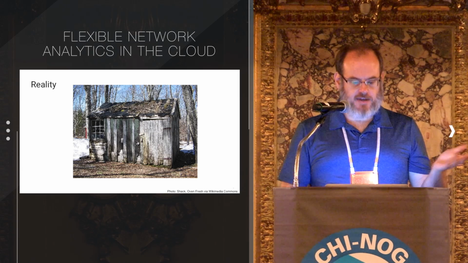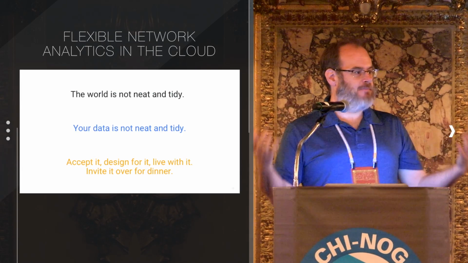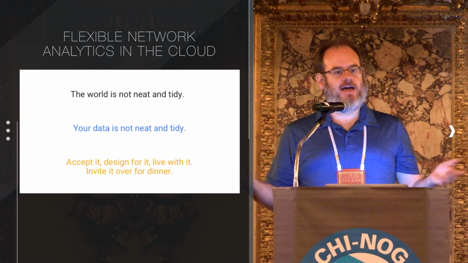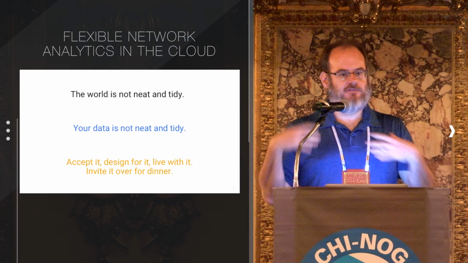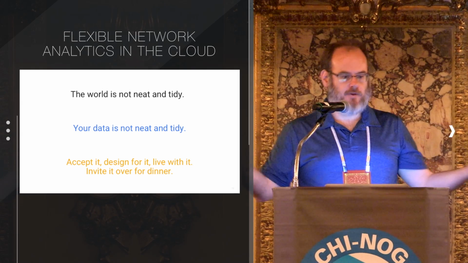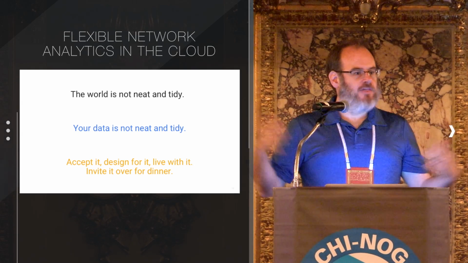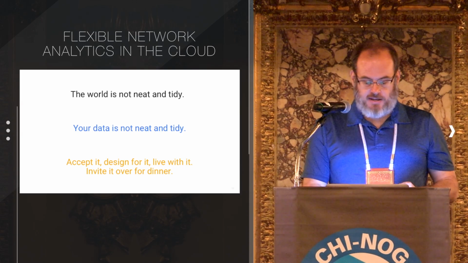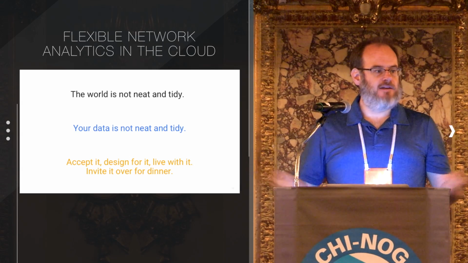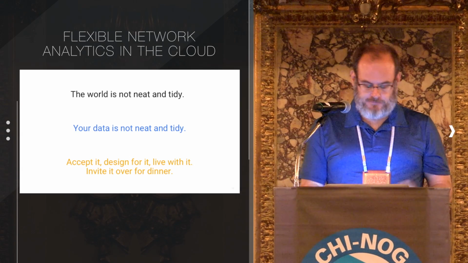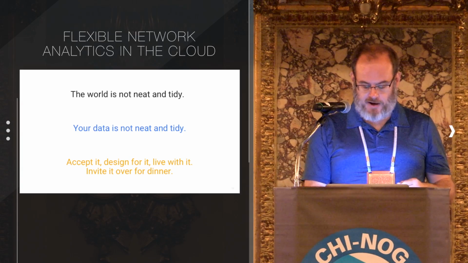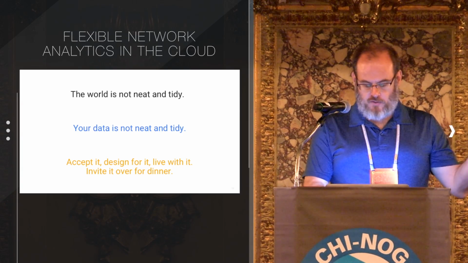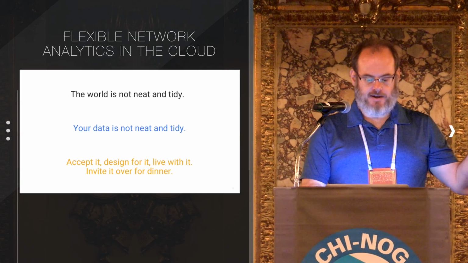So the first hard reality then is the world is not neat and tidy, right? We know this as adults, that the world's not neat and tidy. But we sometimes forget that the data we're getting is also not going to be neat and tidy. Even though it's produced by these devices, which are running programs written by intelligent people, things are still not neat and tidy. So you need to accept it, you need to design for it, and you need to live with it. I mean, you could even invite it over for dinner just so that you can really get comfortable with it. But the idea is things are not neat and tidy. So that's the first struggle when it comes to doing this sort of network analytics.